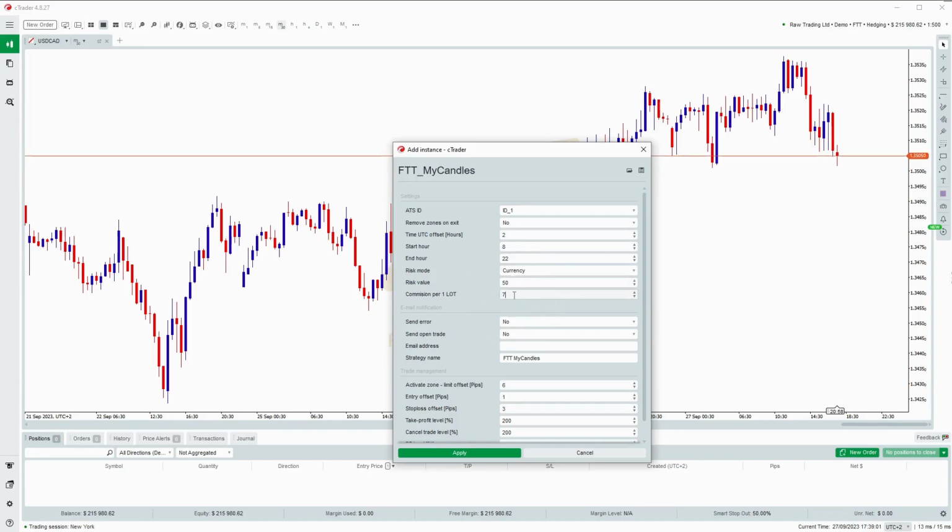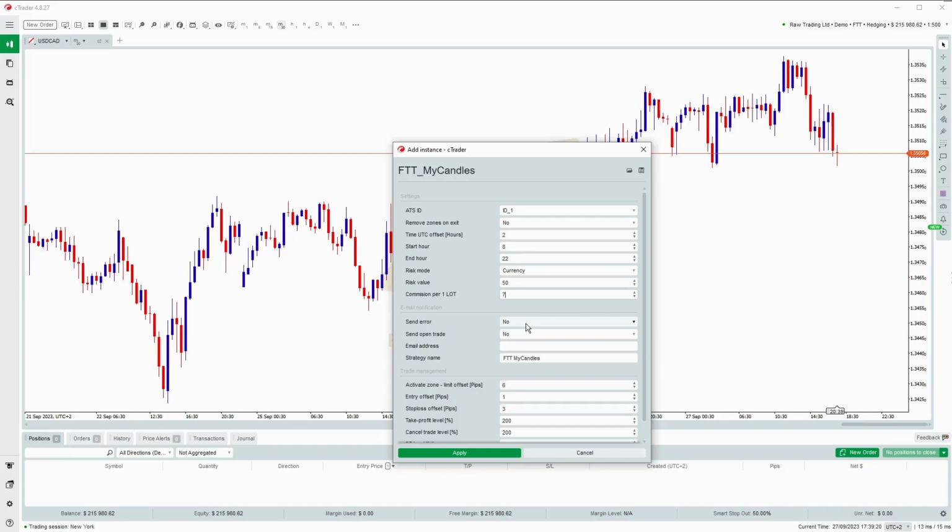Commission per one lot. This is your broker's fee for opening and closing a position. This value is included in the position size calculation. We also have the option to set up email notifications. Send error. If the strategy detects an error while trading and this is set to yes, it will send a notification to your email address.